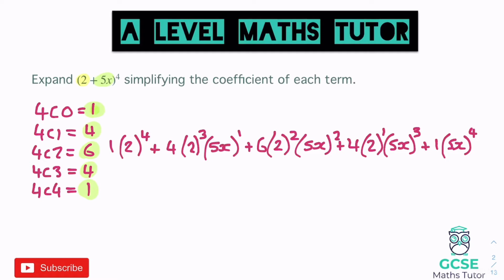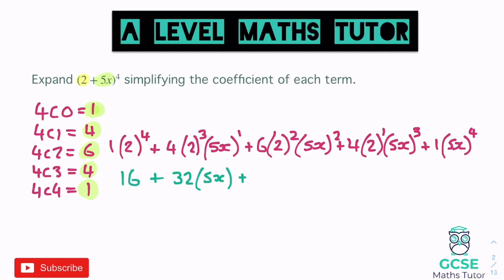And again we're using a calculator here, so we've got 2 to the power of 4 as our first one, which is 16. So we have 16. Then we have 4 lots of 2 cubed. Let's have a think. So 2 cubed is 8. Times that by 4 is 32. So we've got 32 lots of 5x, which we'll sort out in a sec.